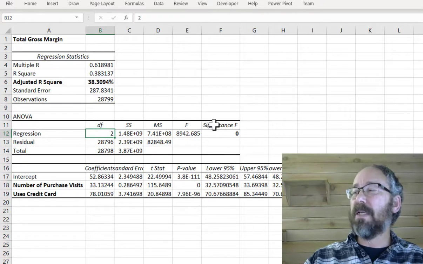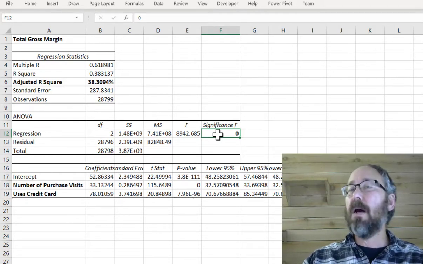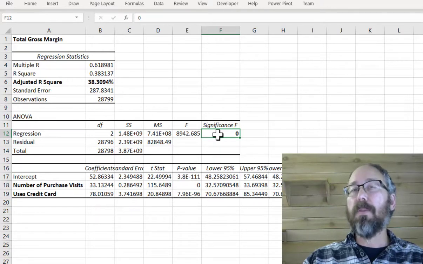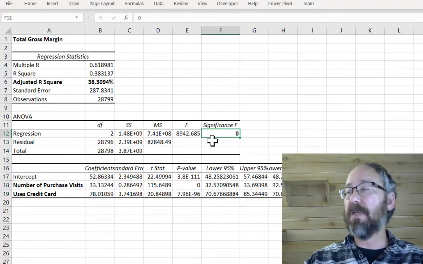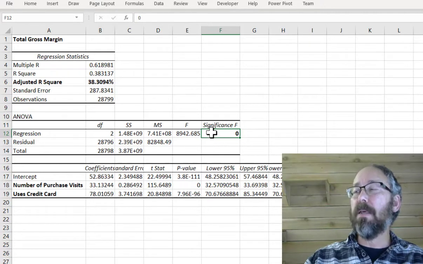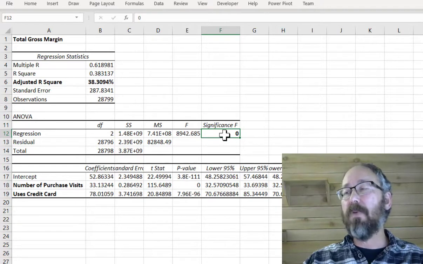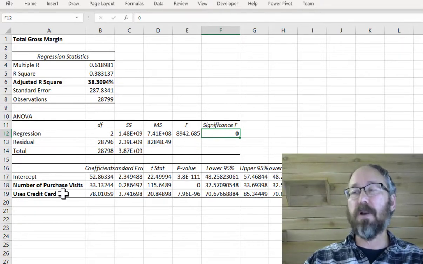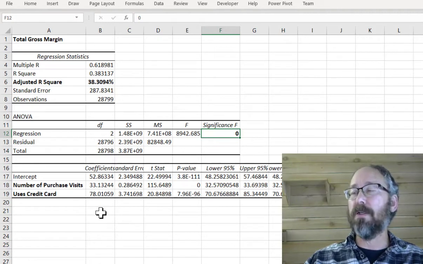Also, notice that we have a significance here of 0, the significance of F. This is the p-value for F. And I'm pointing that out because we want that to be below the 0.05, whatever our alpha is. So in this case, we're doing a 95% confidence level, which has been explained in a previous demonstration. So we want this to be below that 0.05, and it is. If it was above 0.05, we would say that these predictor variables do not predict this total gross margin, so that we might have an equation, but the equation itself is not good.